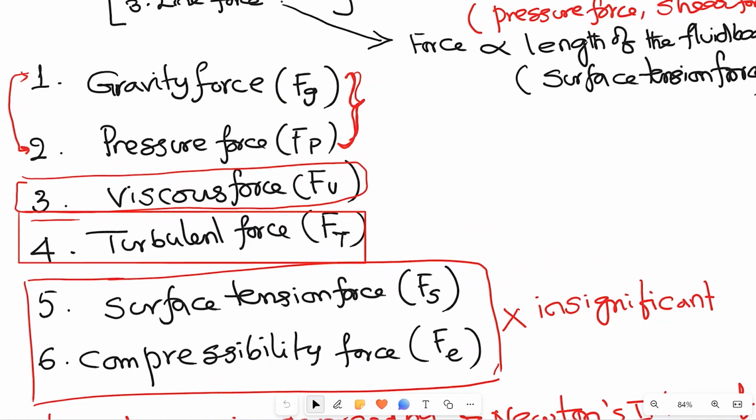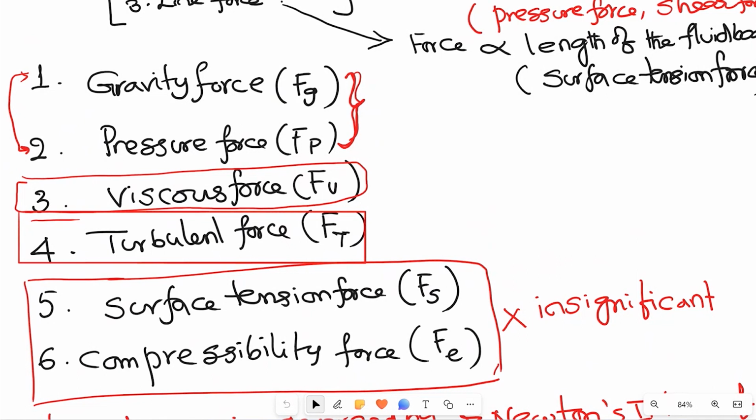The fourth one is the turbulent force, or force due to turbulence, force due to thorough mixing of fluid particles inside the flowing fluid. The fifth one is the surface tension force. Surface tension force is again the line force, which is mainly due to cohesion. The interface of the liquid and the gas, the water and air interface, acts as a membrane basically due to this surface tension force. So that is the fifth one.